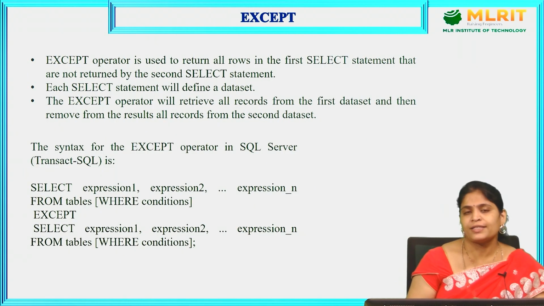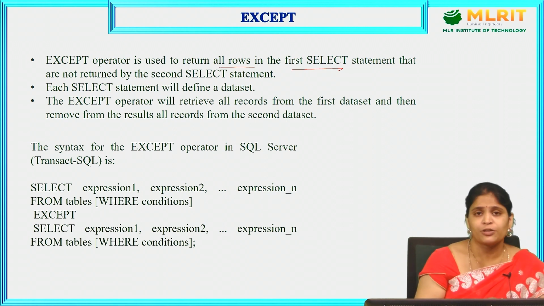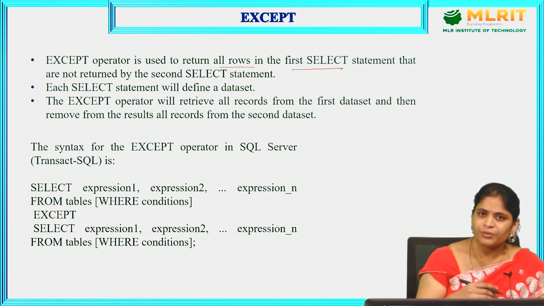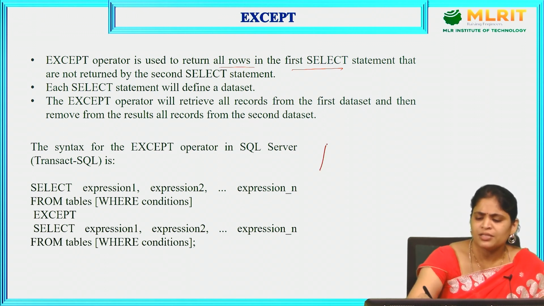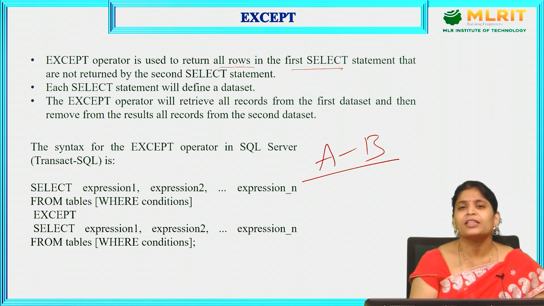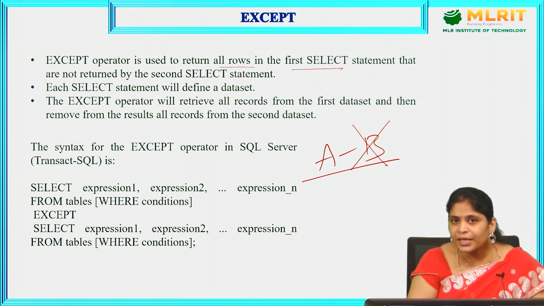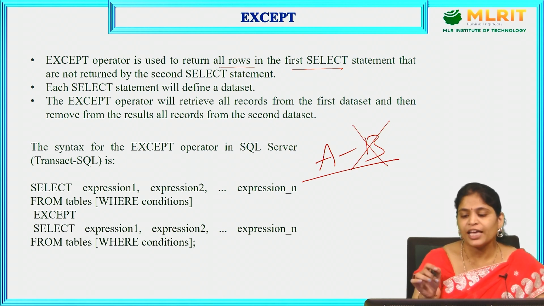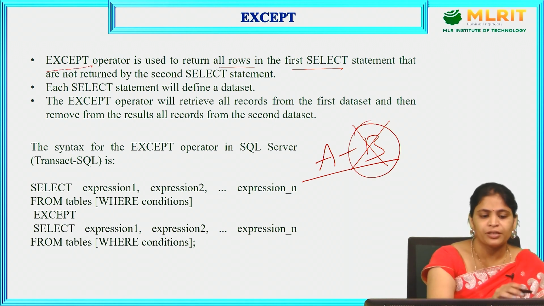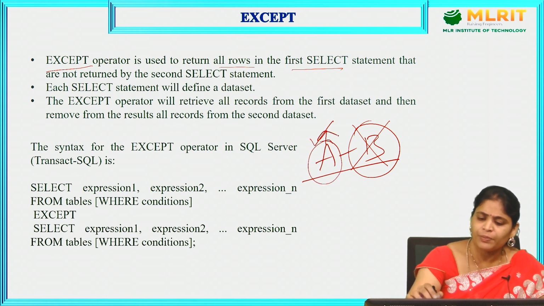That is where intersection has been used. Next, except. So, here except operator is used to return all the rows in the first select statement which will be excluded from the second table. That means, in the simplest manner, what is this meant for? A minus B. That means, we are eliminating B elements from A. That is what except is meant for. That means, the first select statement data will be displayed.